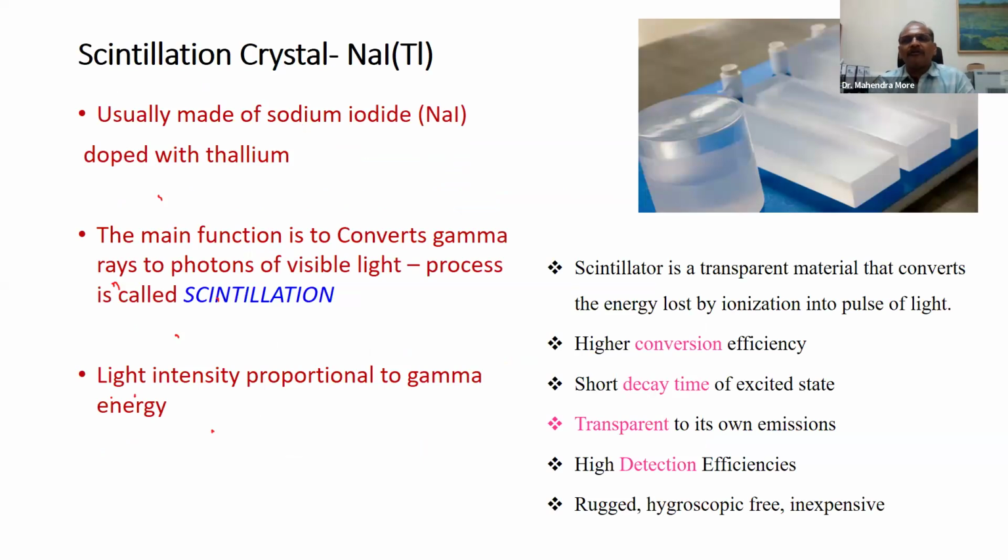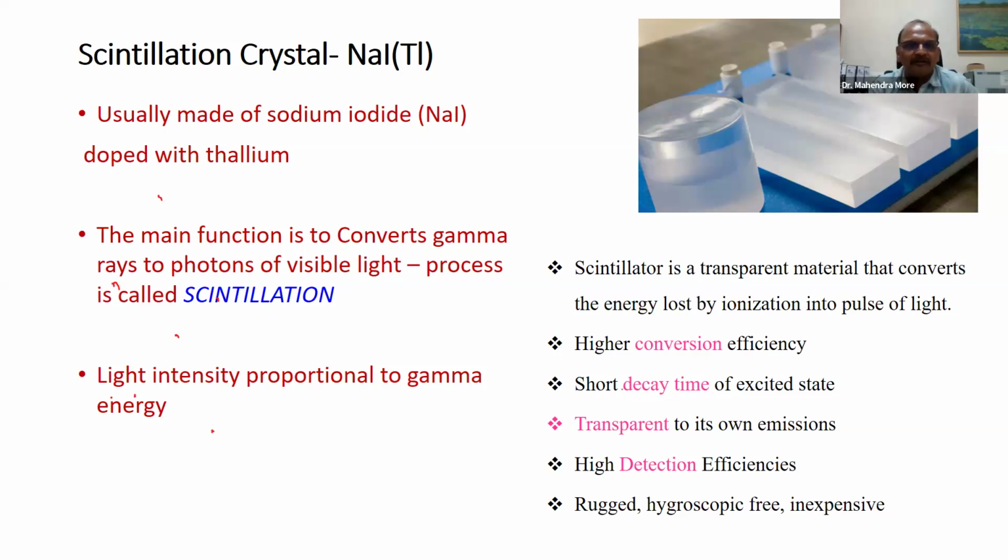Now, the image is formed by a crystal, in a process called scintillation. The gamma camera crystal is usually made up of sodium iodide doped with thallium. Sodium iodide with thallium doping is the crystal used. Like our EPID, where amorphous silicon is used, the same way here sodium iodide thallium is being used.